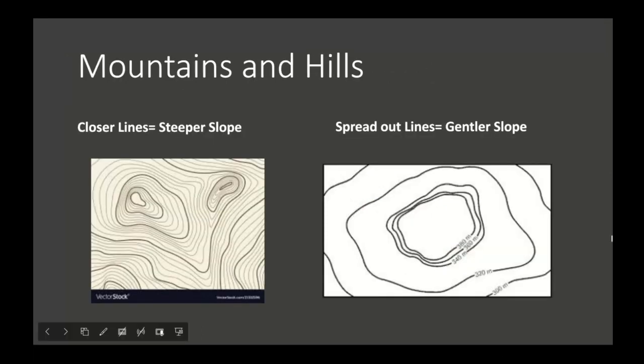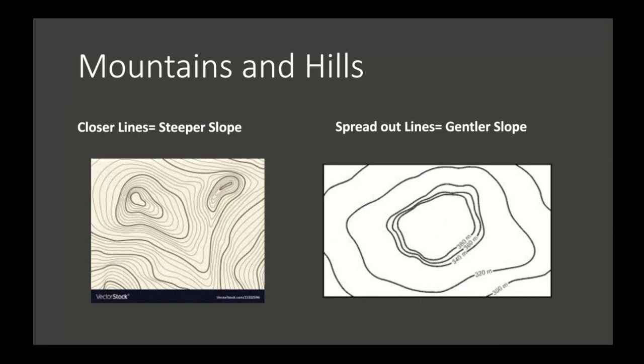The next thing I just want to go over are mountains and hills. If you look on the left here, you'll see that there's a lot of closer lines and they're all getting closer and closer all the way to the top there. The closer those lines are, the steeper the slope. So since those lines are very close together, the elevation is going to be changing pretty fast. So that's going to be a very, very steep slope there.